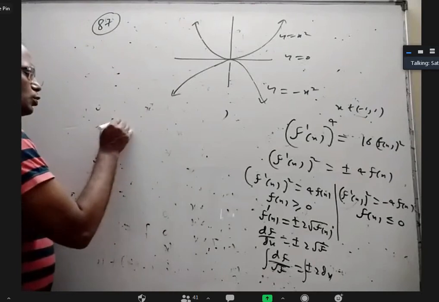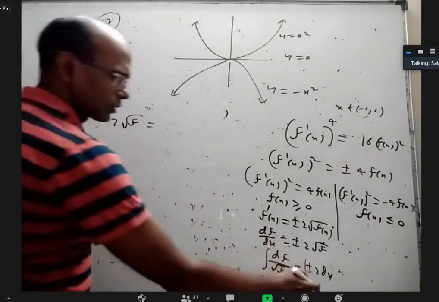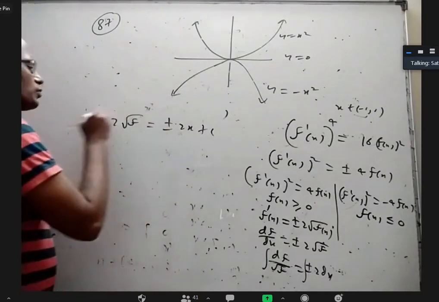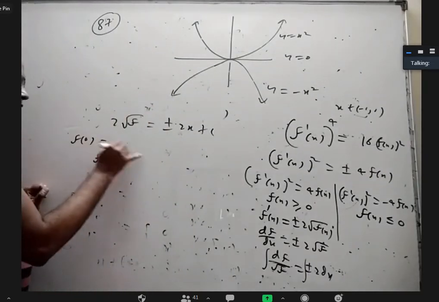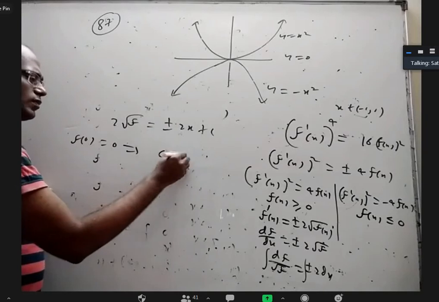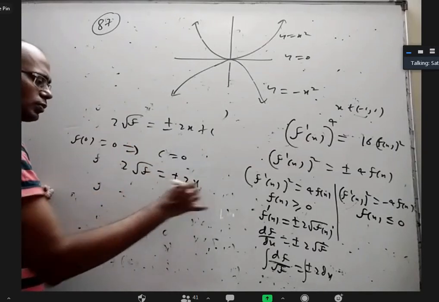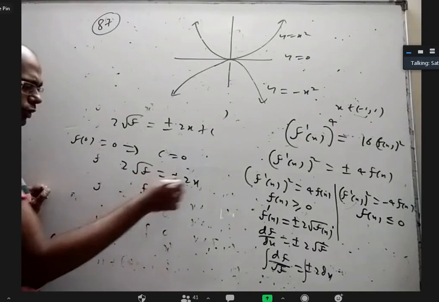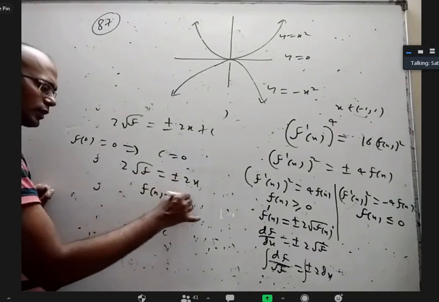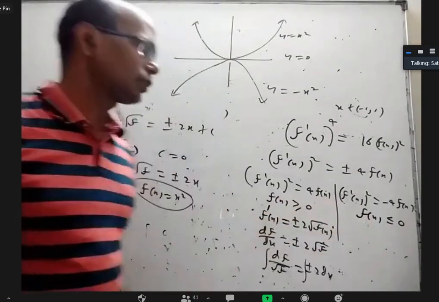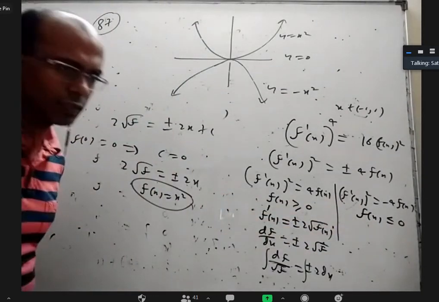This integral is 2 root f, and this integral is plus or minus 2x plus c. But f of 0 is 0. LHS is 0, this is 0, so c will be 0. You'll get 2 root f is equal to plus or minus 2x. 2 cancels, square it. f of x will come x square. Same thing if you do here, you're going to get f of x equal to minus x square.